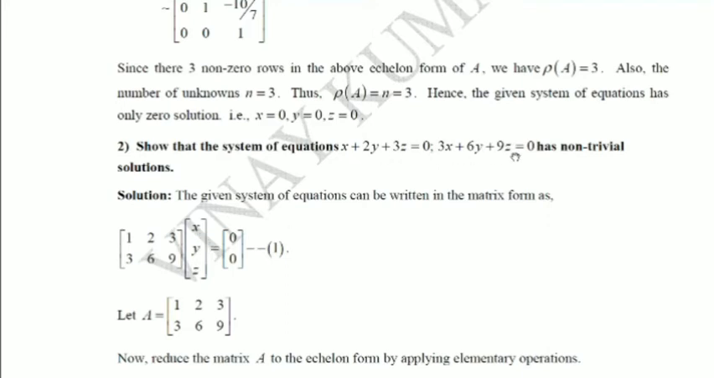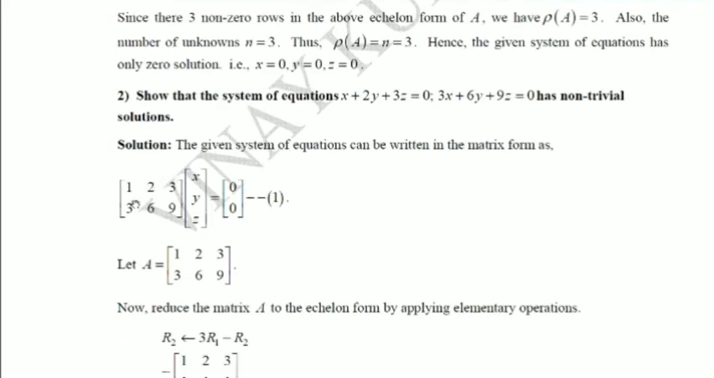Let us write the given system of equations in the matrix form. There are only 2 equations. So the coefficients of x, y, z are 1, 2, 3 in the first equation. When you are writing the coefficients, remember if the coefficient of some unknown is missing, you have to write that as 0. But here, all three unknowns have coefficients, so we have written that. Multiplied by the unknowns x, y, z equal to 0, 0.